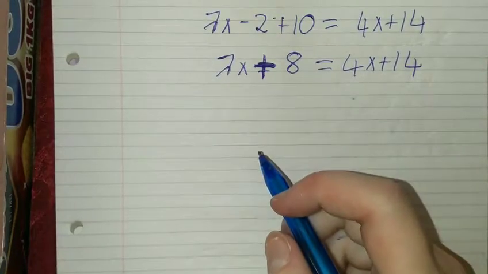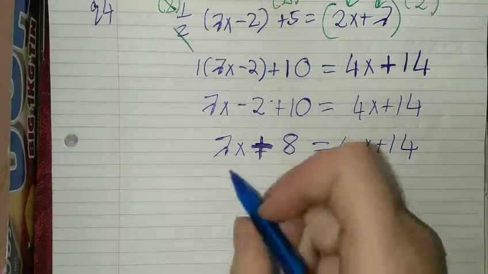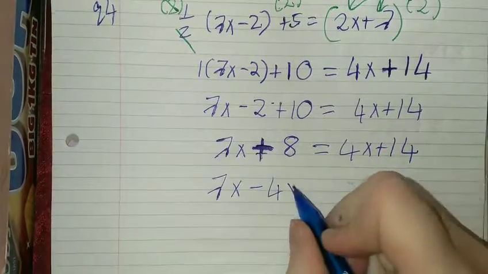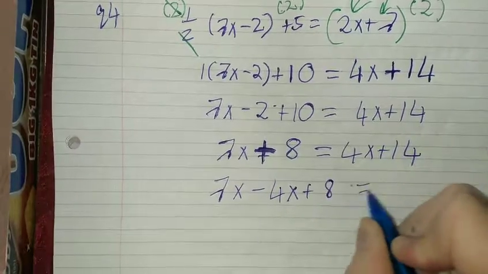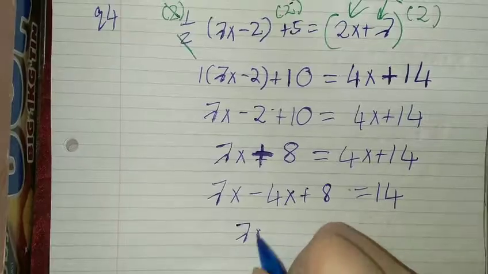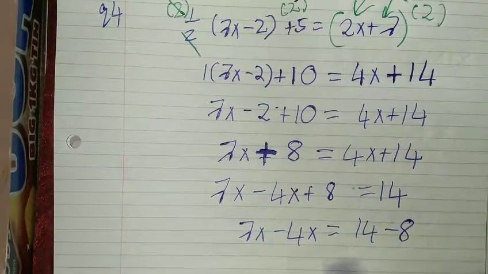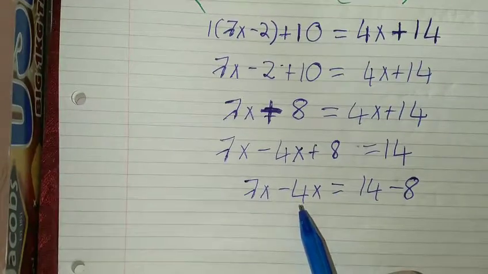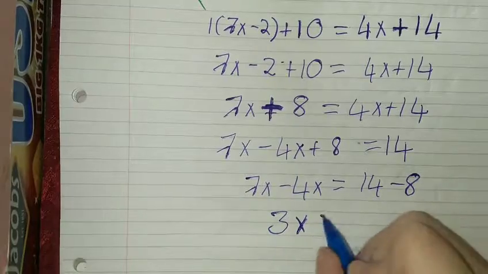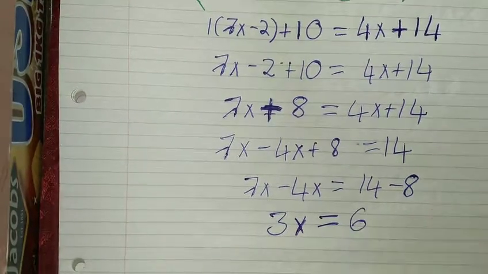And then I might put anything with x's on one side and anything that doesn't have an x on the other side. So I can subtract 4x from both sides. So 7x minus 4x, plus 8 is equal to 14. And now I might subtract 8 from both sides. So 7x minus 4x is equal to 14, take 8. So that's going to be 7x, take 4x, so that's going to be 3x, and then 14 take 8, so that's going to be 6.